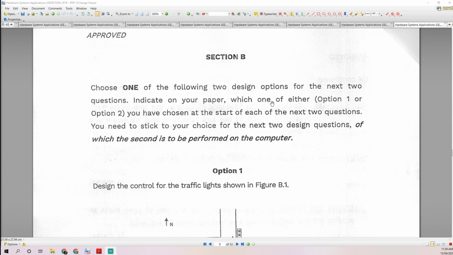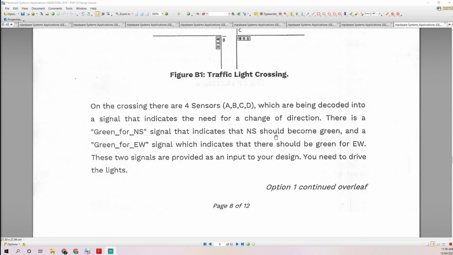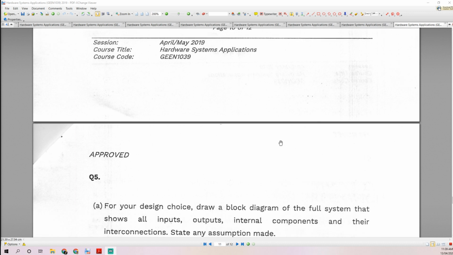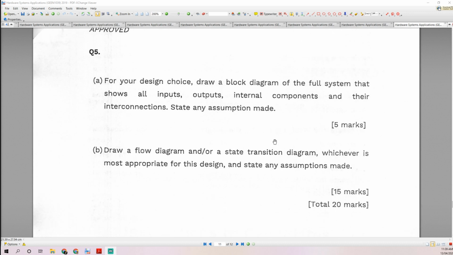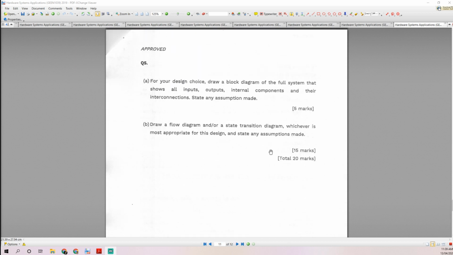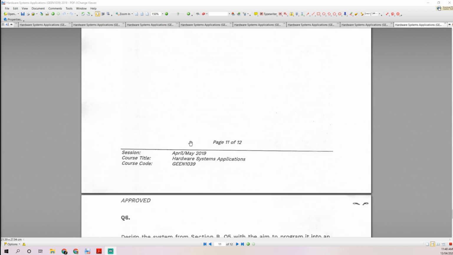So we are presented with two case studies or two design options, labeled option 1 and option 2. We are required to choose one of these situations and answer both questions 5 and 6 for 20 marks each. Question 5 requires us to draw an entity and state assumptions for the design of the system, and it further requires us to draw a state transition diagram. So we'd see some of the theory we learned about finite state machines coming into play here.